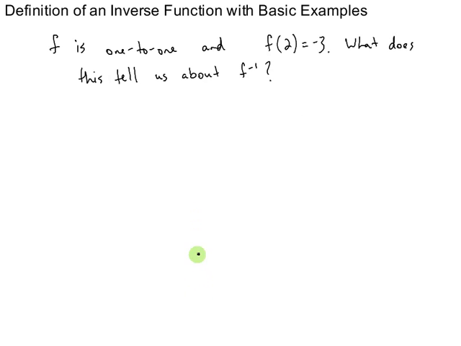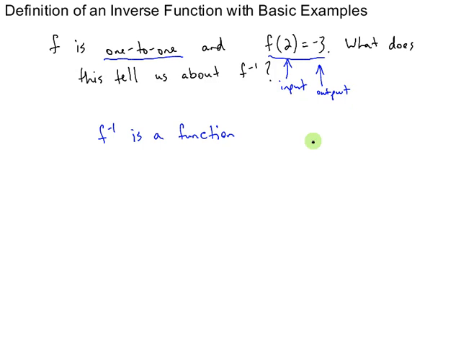So here's a question we can answer now. So f, the original function, is 1 to 1, and f of 2 is -3. What does this tell us about f inverse? Well, first of all, since f is 1 to 1, that tells us f inverse is a function. Second of all, f of 2 is -3. Now, 2 is the input, or the x, and -3 is the output. So that means for the inverse, it's going to switch. So 2 is the output when -3 is the input. Very important. This is for the inverse function.